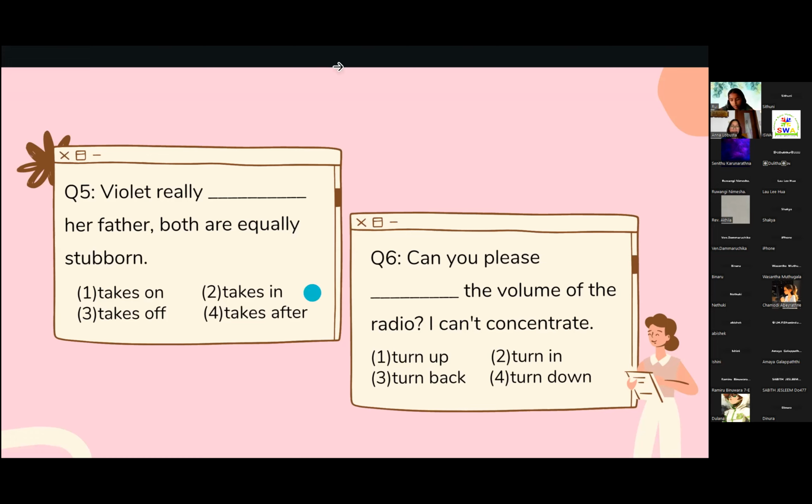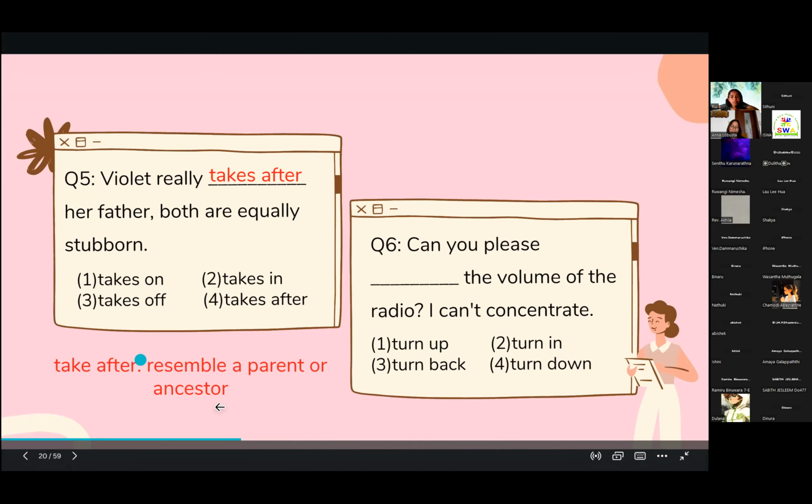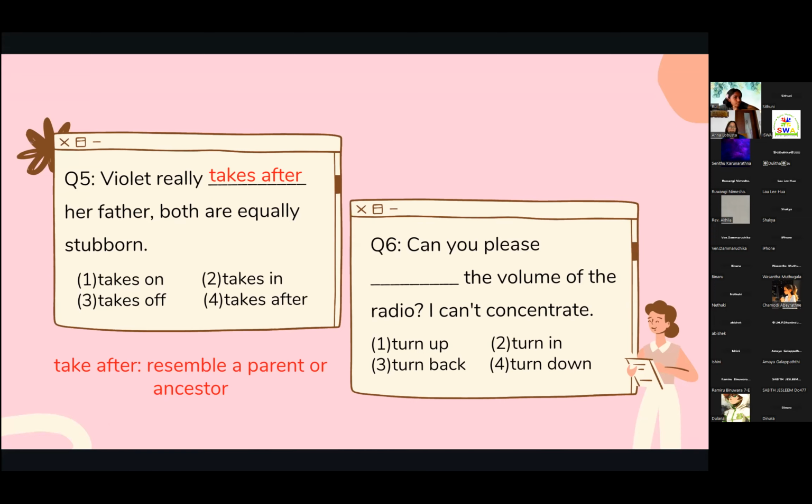Okay, I see some people typing number 4. Violet really takes after her father, and that is the correct answer. Yeah, takes after. So takes after here means to resemble a parent or an ancestor. And if you don't know, an ancestor is just someone from your family from a long time ago. So it can mean your grandfathers, grandfathers, grandfathers. You know what I mean? Like very, very long ago.